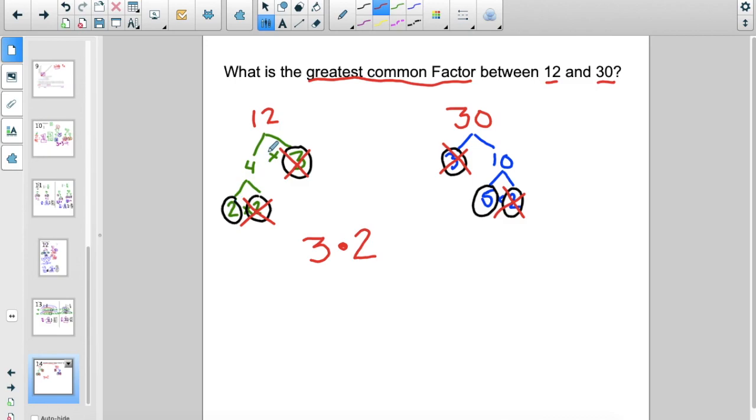Now, if you notice, I have a 2 left on the 12 side and a 5 left on the 30 side, and nothing else. Those are not pairs, and we don't have a 5 on the 12 side or a 2 on the 30 side to even make a pair for them. So these are the only two numbers that they have in common, 12 and 30, when we do the factor tree. Now, to find our greatest common factor, we just multiply them. 2 times 3 is 6. So the greatest common factor that 12 and 30 have in common would be 6.